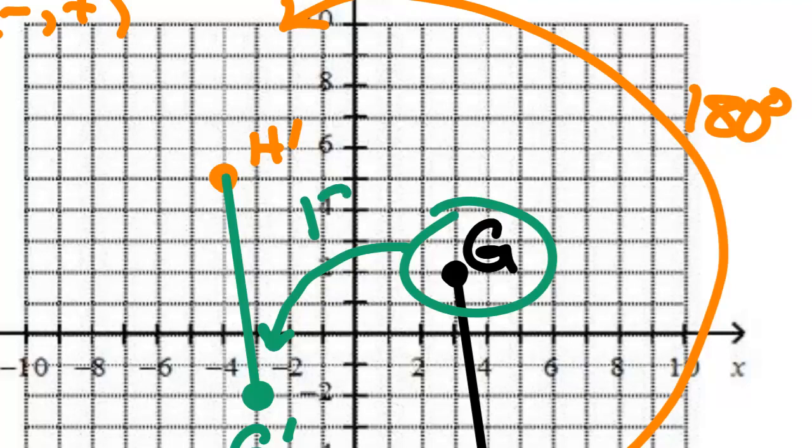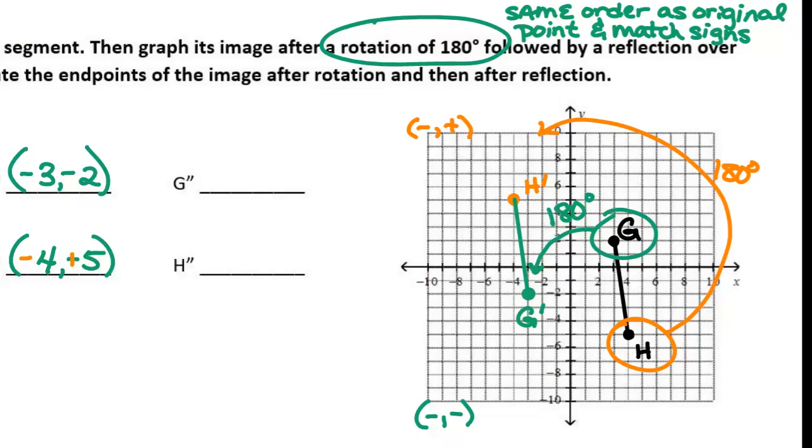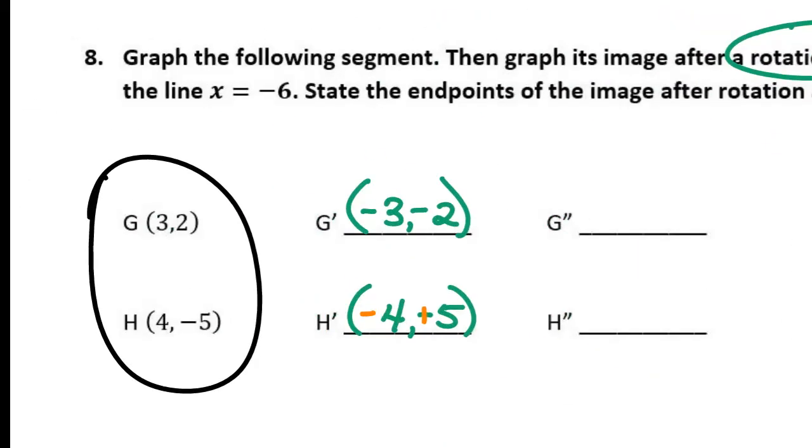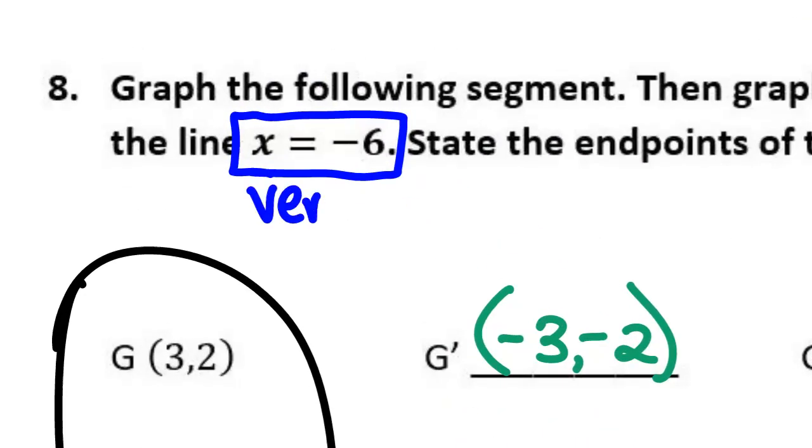All right, so there's my first transformation. What else do they want me to do? Reflect over the line x equals -6. What kind of line is that? Vertical line.